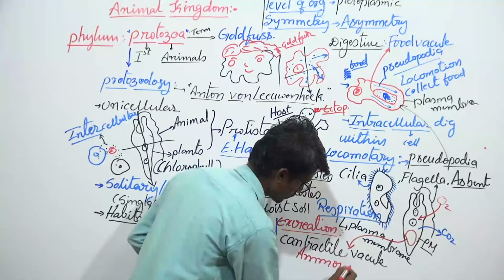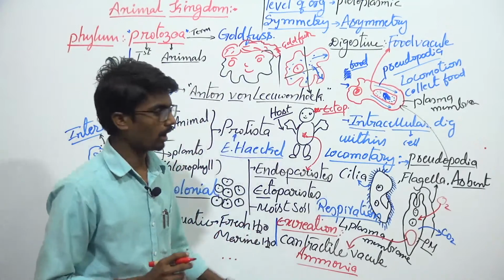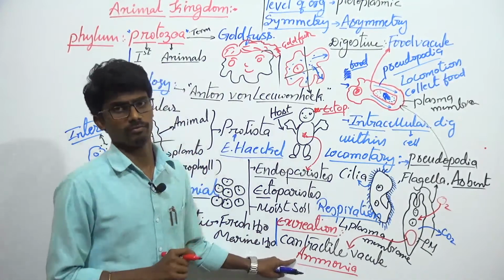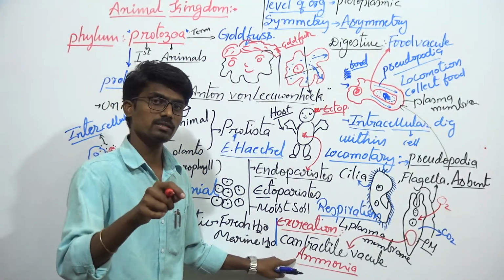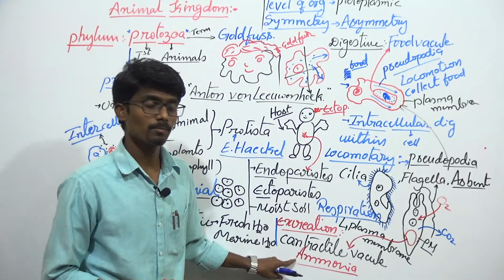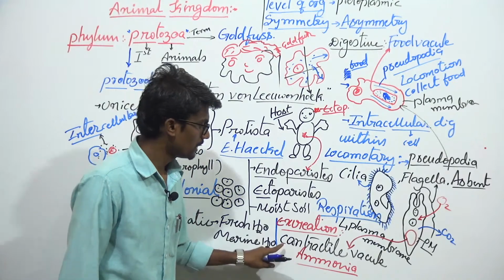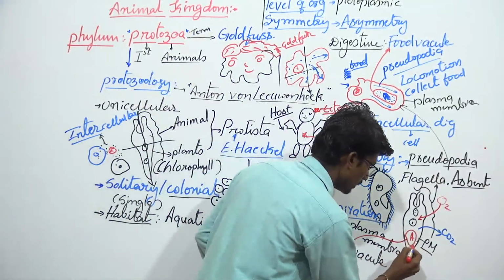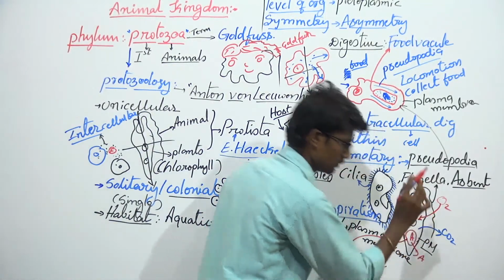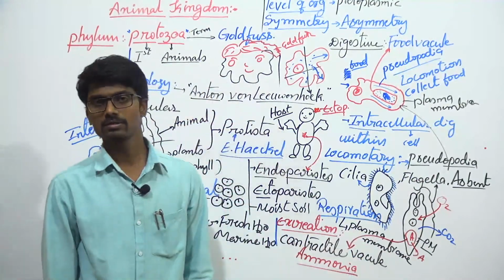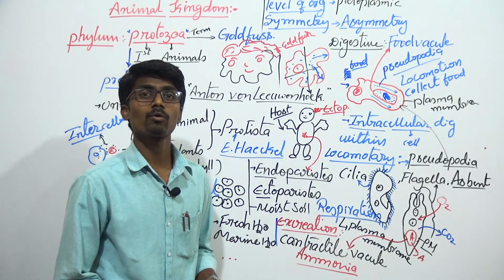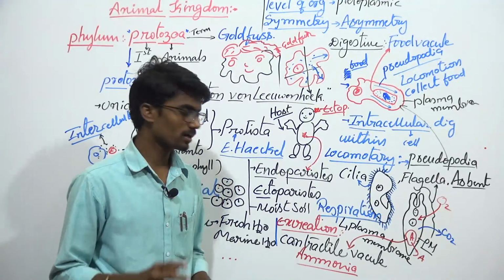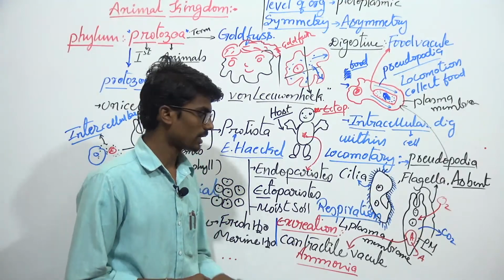That is what? Ammonia. Ammonia is one nitrogen waste, and it is very toxic for life. It is the most toxic nitrogen waste, mainly produced by aquatic animals. To remove this ammonia, they take the help of contractile vacuoles. And this ammonia is sent out by the contractile vacuoles, and that main function is known as osmoregulation.